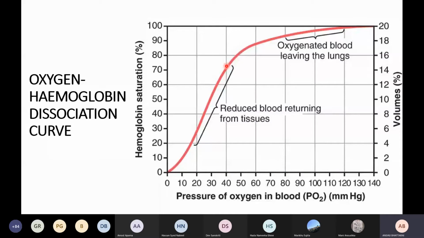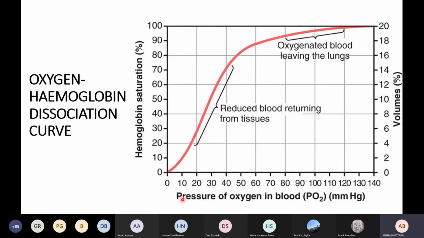So it does not drop drastically. Okay, this hemoglobin saturation in normal conditions does not drop rapidly. And only when the partial pressure of oxygen falls below 40 millimeter of mercury, only then this steep portion of the curve comes into play. Okay, then there is rapid fall in the oxygen saturation of hemoglobin.